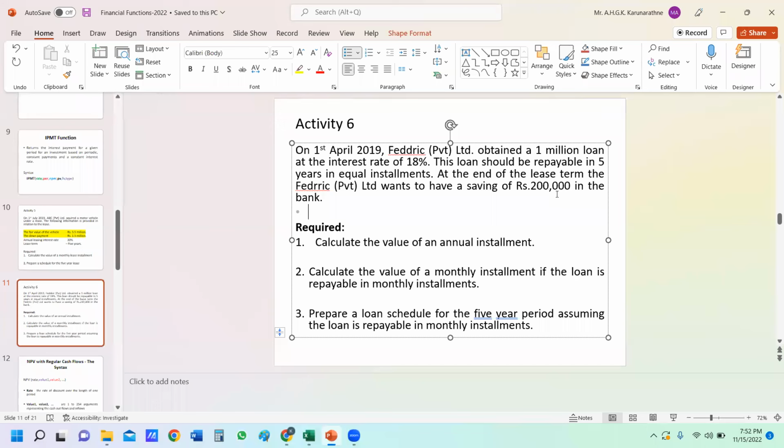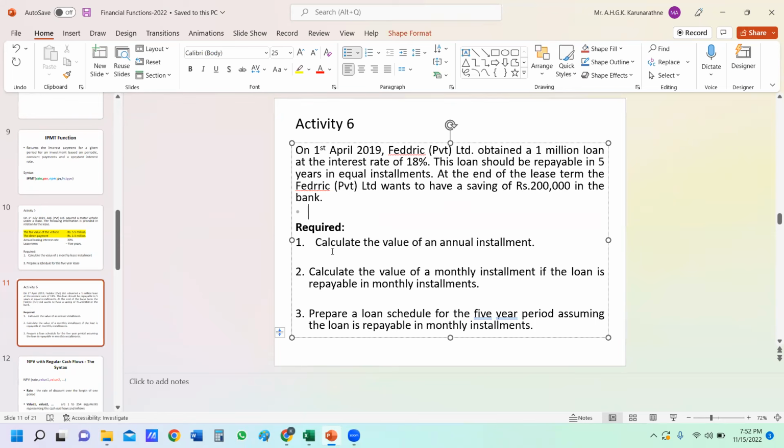That installment will ensure repayment of the loan and at the same time create an additional saving of 200,000. So it is possible. I think there's an FV variable in the previous formula, so we can tackle this. We'll see how to do it.